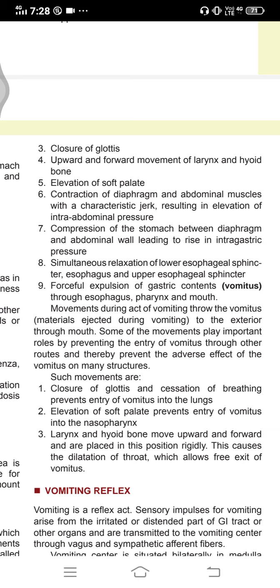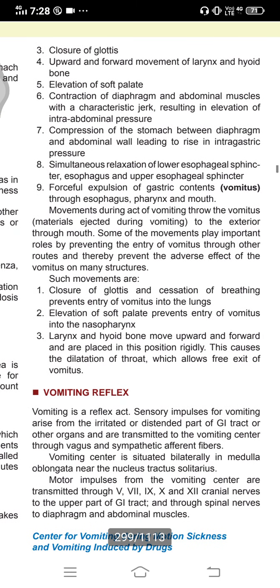Some of the movements play an important role by preventing the entry of the vomitus through other routes and thereby prevent the adverse effects of the vomitus on many structures. Such movements are closure of glottis and cessation of breathing, which prevents entry of vomitus into the lungs. Elevation of soft palate prevents entry of vomitus into the nasopharynx, and larynx and hyoid bones move forward and upward and are placed in this position rigidly. This causes a dilation of the throat, which allows free exit of vomitus.